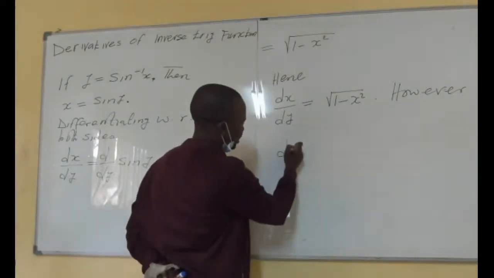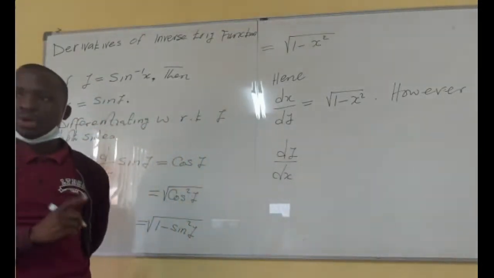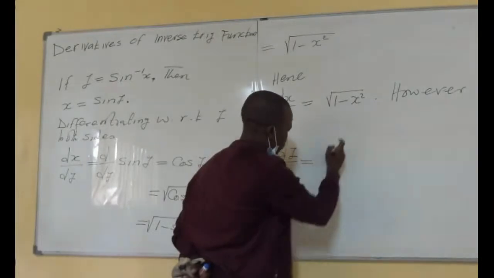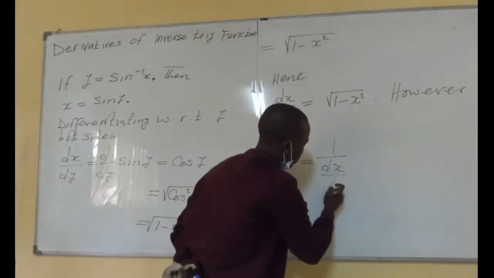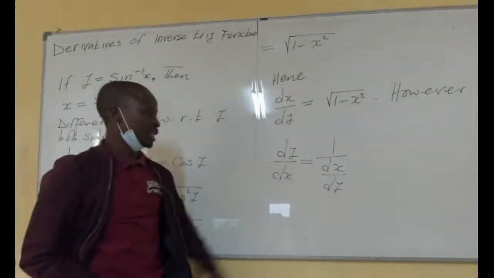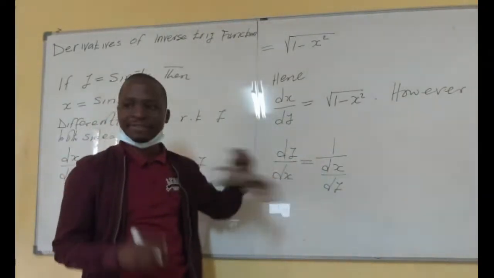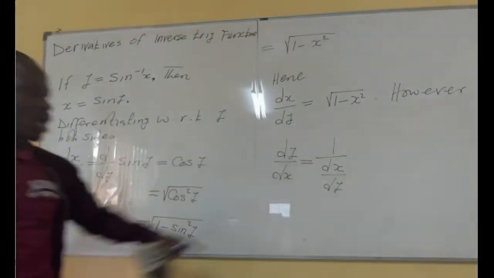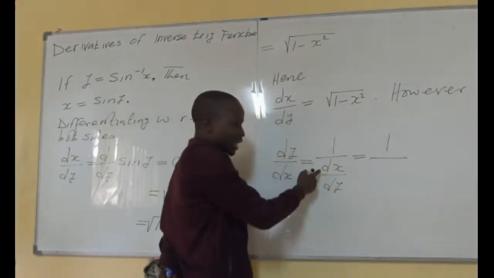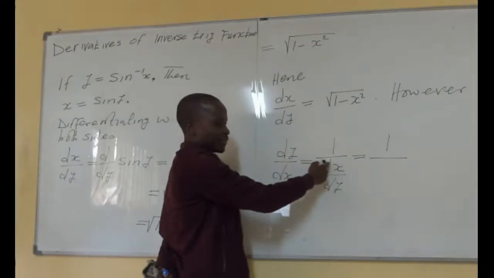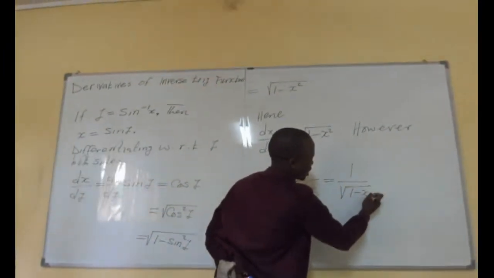If you look at the derivative of y with respect to x, it is the same as 1 divided by the derivative of x with respect to y. This will give us 1 divided by, but what is the derivative of x with respect to y? The derivative of x with respect to y is just the square root of 1 minus x squared.